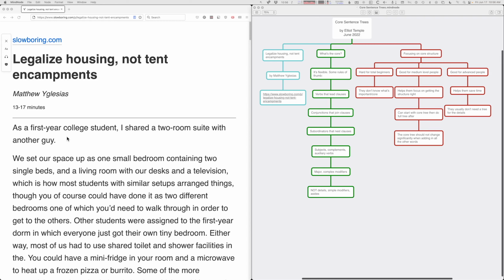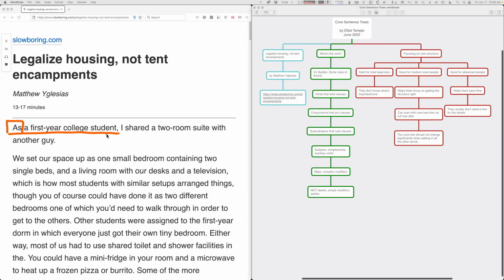So, first sentence here. As a first-year college student, I shared a 2-room suite with another guy. So, first we've got this part before the comma with an as. And we need to understand what's going on here and should it be included. So, as could be a preposition or a conjunction. How do you figure it out? It's pretty easy here because you look at the rest and look at what it is.